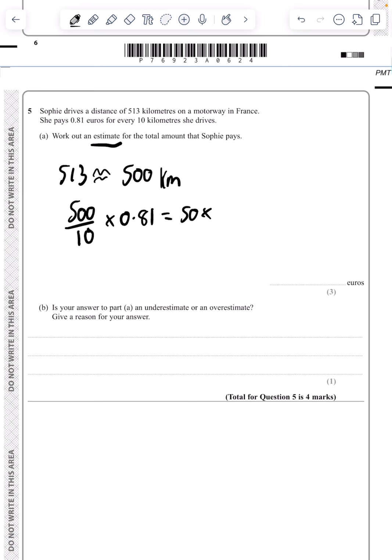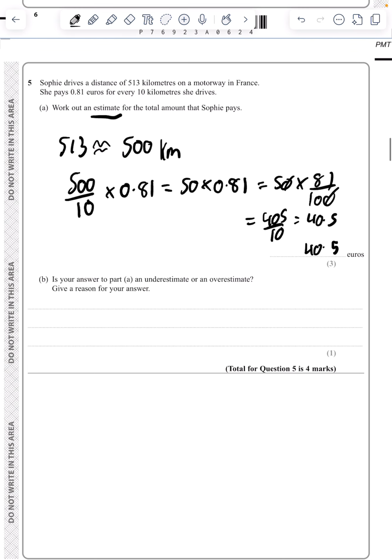50 times 0.81, which is the same as 50. So 5 times 81 over 10. 5 times 81 is 420. No, it's not. 5 times 81 is 405. Yep. And that's the answer. It's an underestimate. It's an underestimate because I've rounded down.